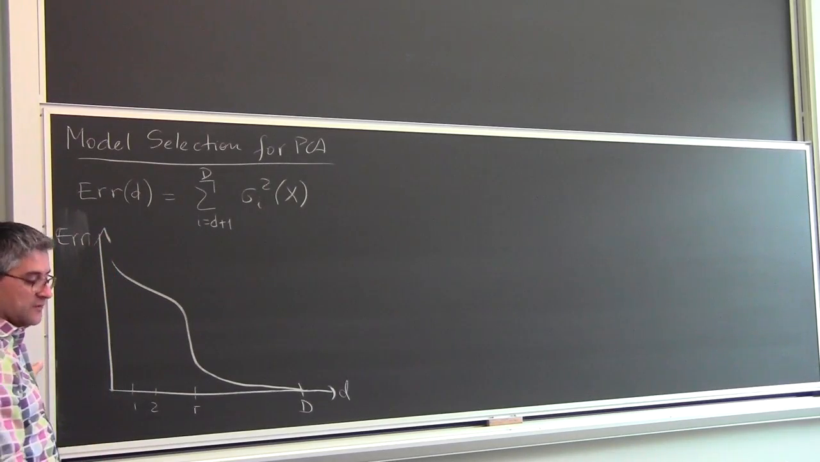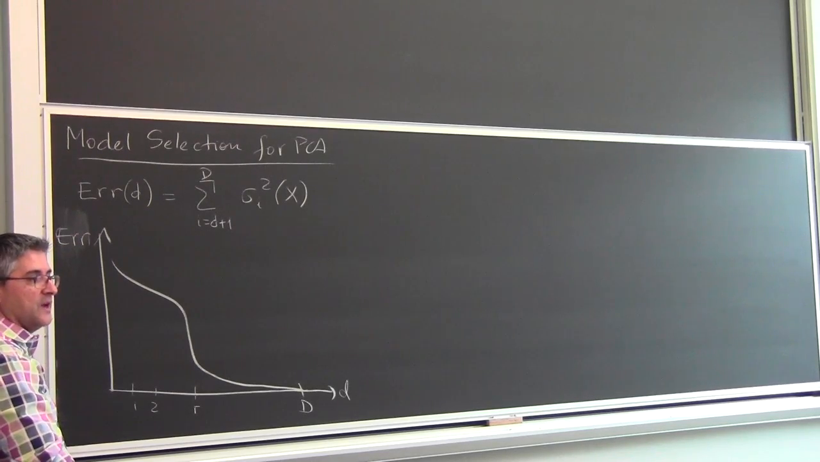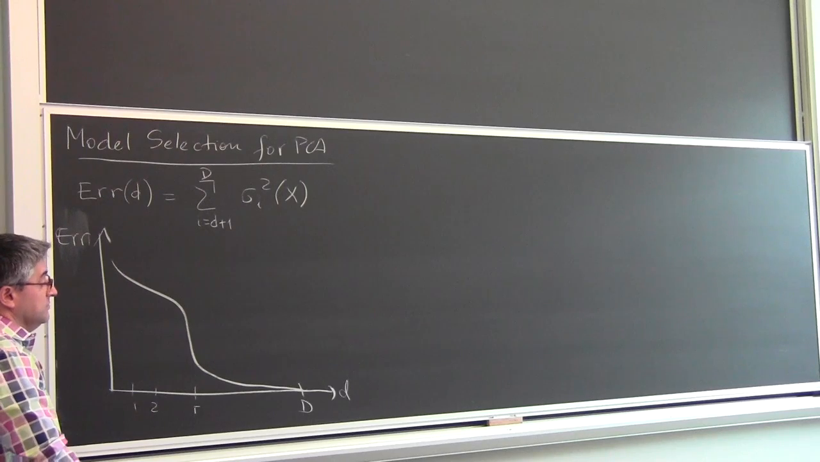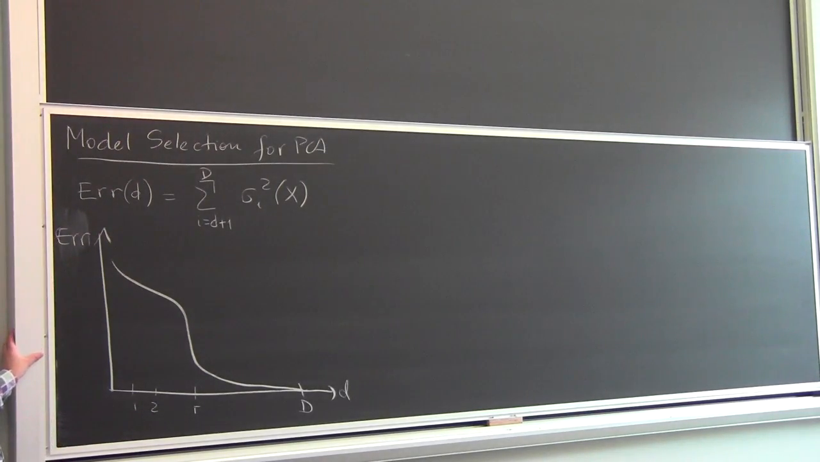And we observe this phenomenon that the more principal components I select, the smaller the error. And therefore the reconstruction error is not a good criterion for selecting the number of principal components. So the key question was how we are going to determine the number of principal components.